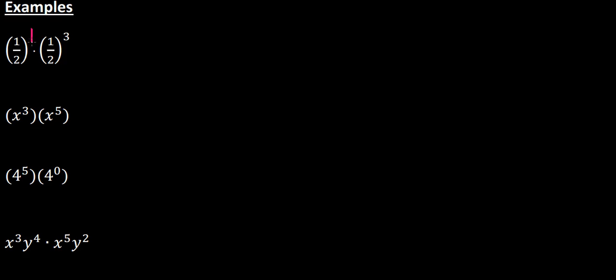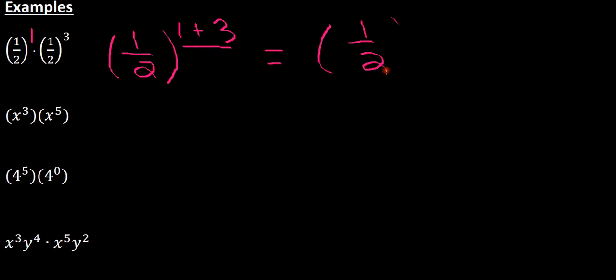So if you look back to your notes, we know that if we have multiplication of the same base, we can take those exponents and we can add them. So here we'll have 1/2 to the first power plus the third power. Well, we all know that we can simplify this, and it'll simply give us 1/2 to the, well, 1 plus 3 is 4, so 1/2 to the fourth power.